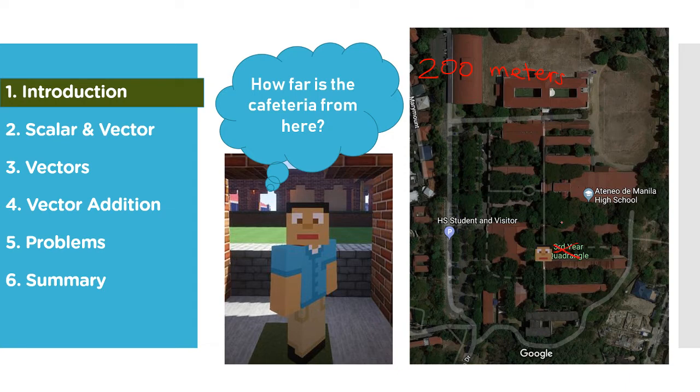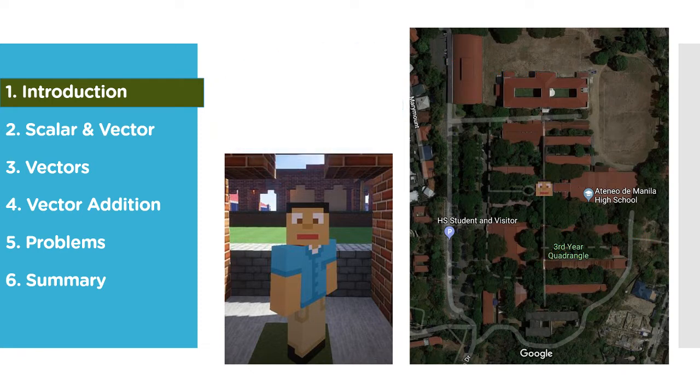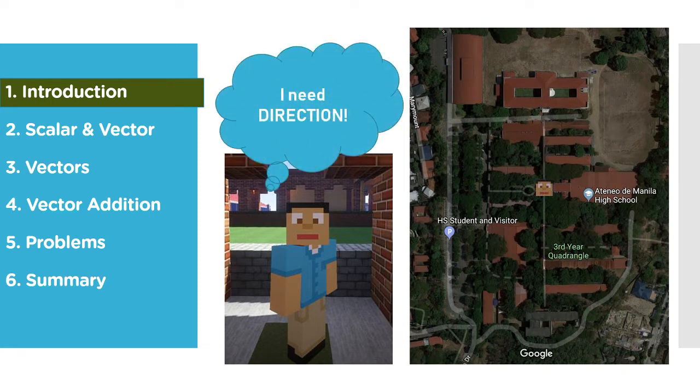This is actually Montserrat Wing in the modern day. Back in my day, it was the third year quadrangle because third year high school students would be there, but now it's Montserrat. So one thing that was missing from your instruction was to give him direction. So now you could actually say 200 meters north. And with that, he now knows where exactly to go. You walk 200 meters in a certain direction.